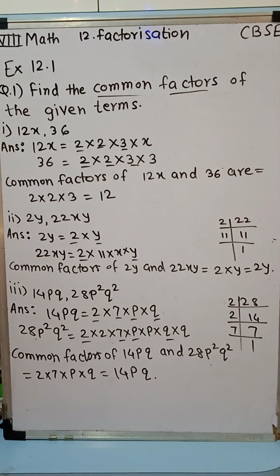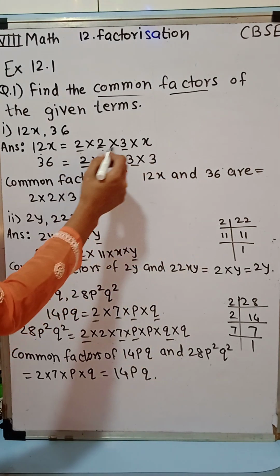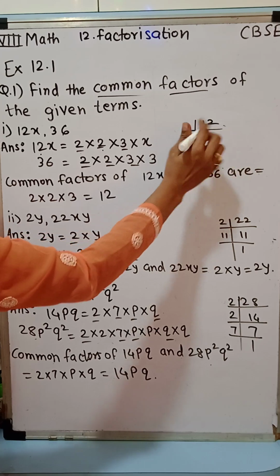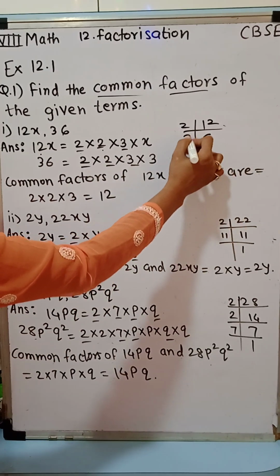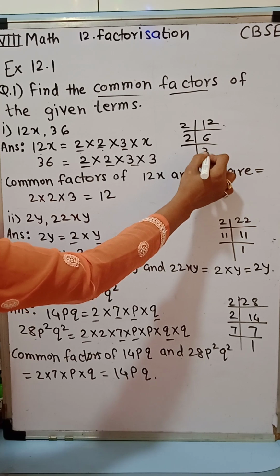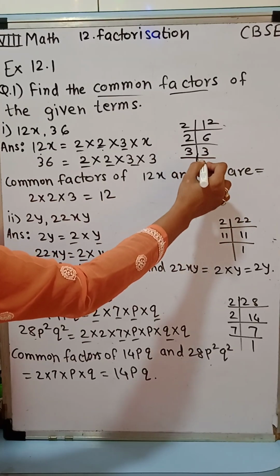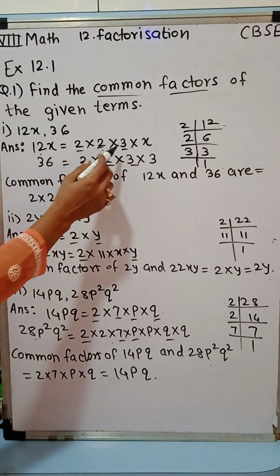So first of all we need to find the factors of the given numbers. 12 can be factorized as 2 into 2 into 3. If you don't know how to factorize it, 12 is an even number, so it will be divisible by 2. 2 sixes are 12. Again 6 is an even number. Again 2 threes are 6. And 3 is a prime, not an even number, so it is divisible by 3 itself. So factors of 12 are 2 into 2 into 3.